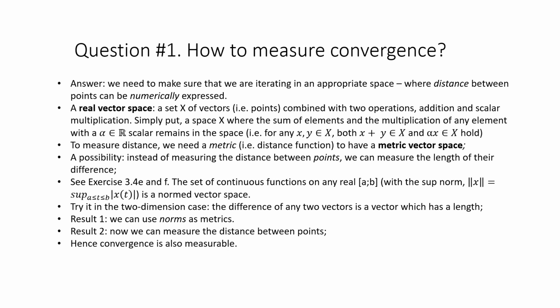I mentioned the other day that exercises are instrumental to completing the book. So please pay special attention to exercise 3.4a and f, because these exercises prove that the set of continuous functions on any real domain with the sup norm is a normed vector space. So we have some results. We can use norms as metrics. So we can use any norm to measure the distances between points, and as a result, we can measure the distance between points.